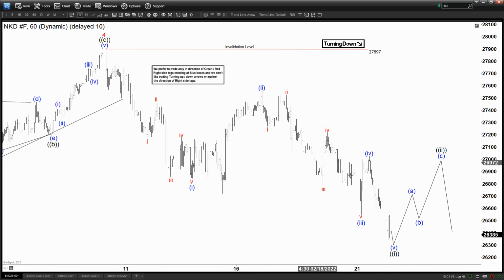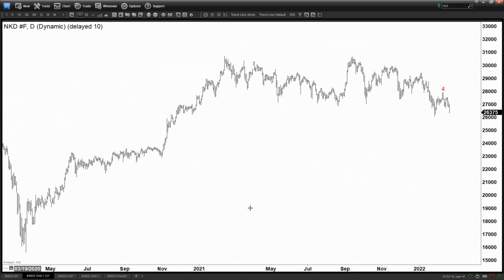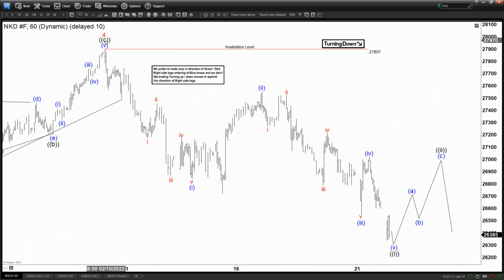Okay, now the 1 hour doesn't really tell us a lot other than I think we should be looking for more downside. But I think what is more interesting here is in the larger time frame. We're going to check out what happens with the Nikkei. So if I copy this wave 4 right here to the daily time frame, this is the wave 4 that we see in the 1 hour.